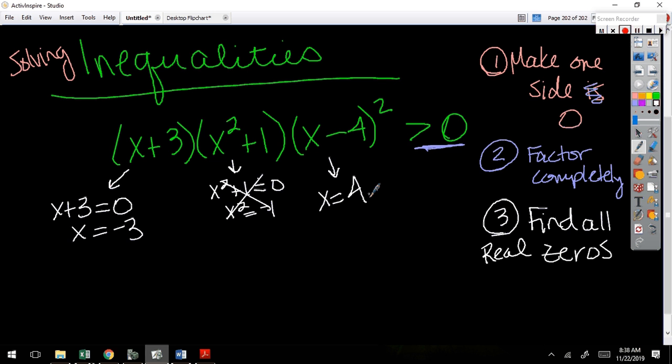So here's what we're going to do. I need to know all the places where this is positive. So we're going to make what we call a sign chart.